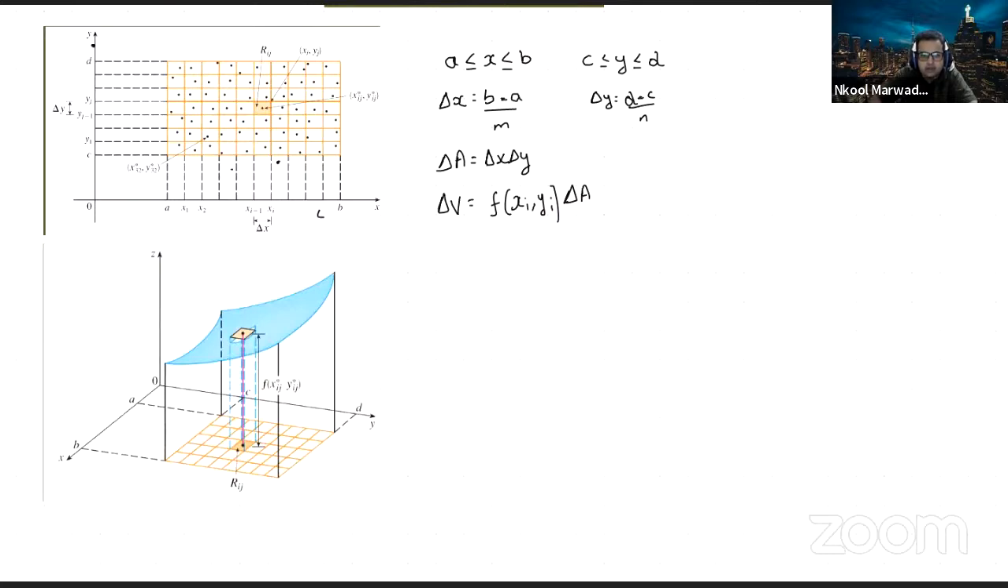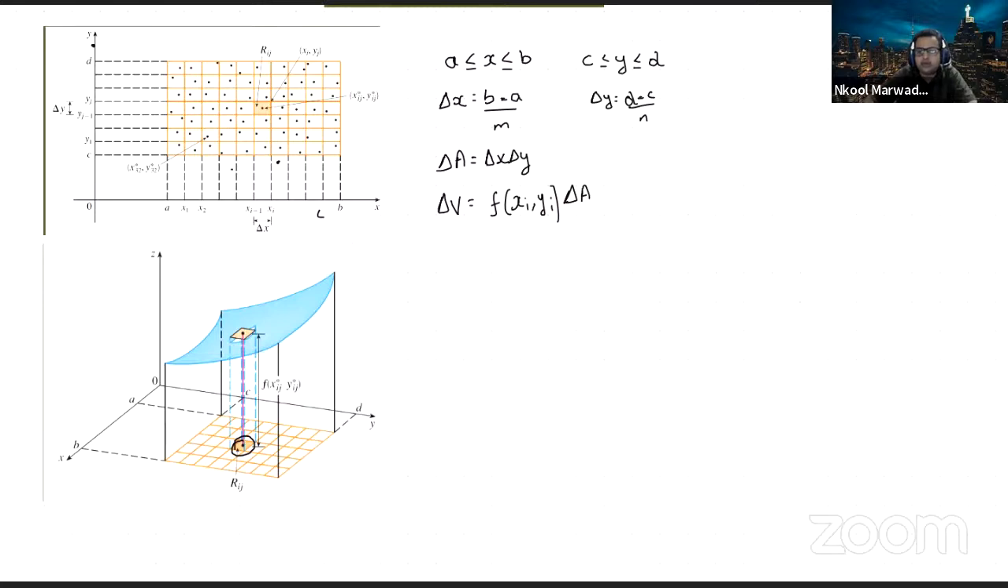I have a small rectangle whose area is delta A, and this point is xi comma yi, for example, this single point. So for this, I will get this height, or I will get this small region. That is what delta V will be. Delta V will be the volume of this small 3D object.